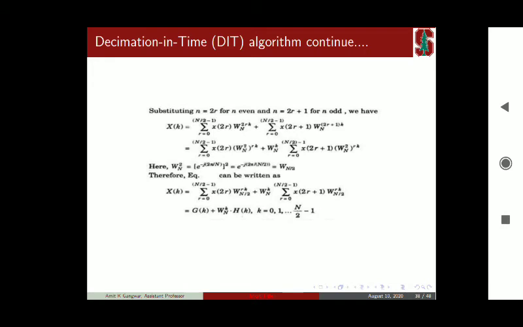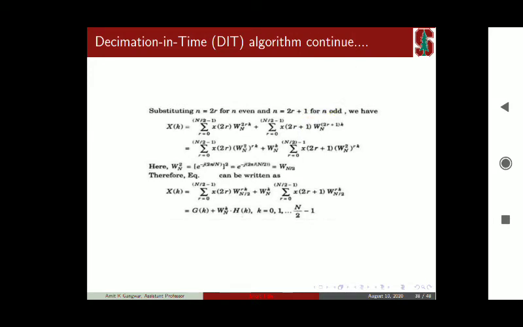Now substitute. Suppose we want to get an even number. If any integer is multiplied by 2, that is 2r, where r takes any integer value, it will always give an even number. So r is 0, then it becomes 0; r is 1, then it becomes 2; r is 2, then it becomes 4. They always give an even number. And for an odd number, put n equal to 2r plus 1. Suppose r is equal to 0, it becomes 1; r is equal to 1, then it becomes 3; r is equal to 2, then it becomes 5, like this.